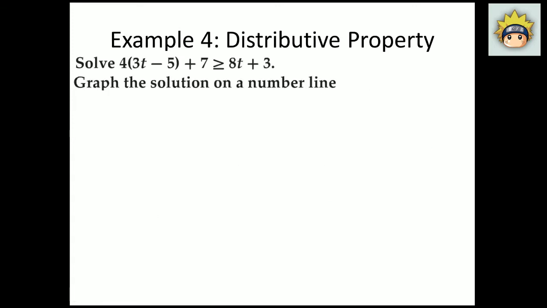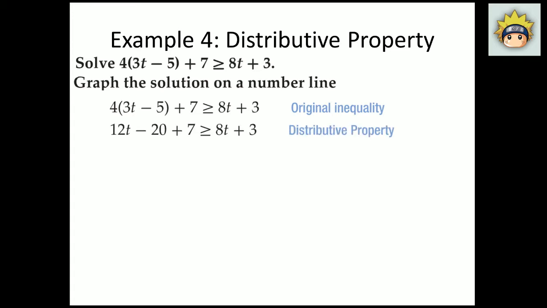Next, let's do this problem. It says solve this inequality, then graph the solution on the number line. Please pause the video if you would like to attempt this problem. The first step is always to rewrite the original inequality. Distribute the terms in. Do you see how 4 times 3t becomes 12t? 4 times negative 5 is negative 20.